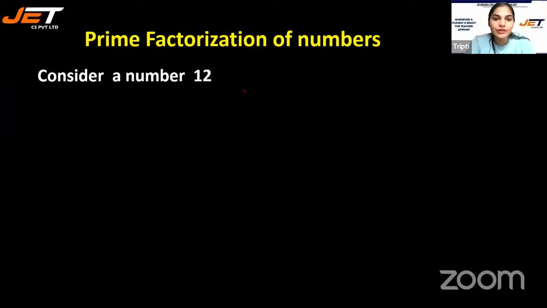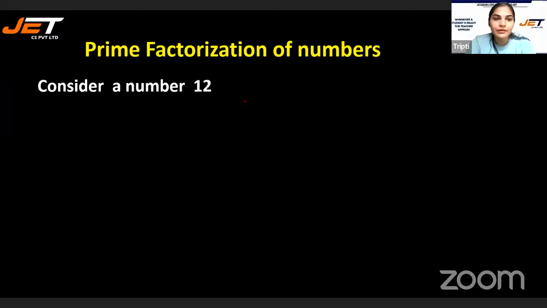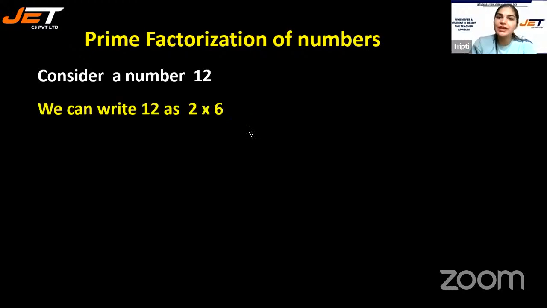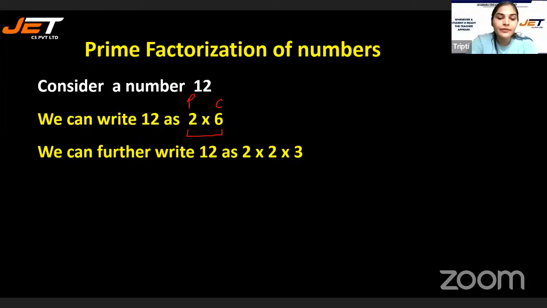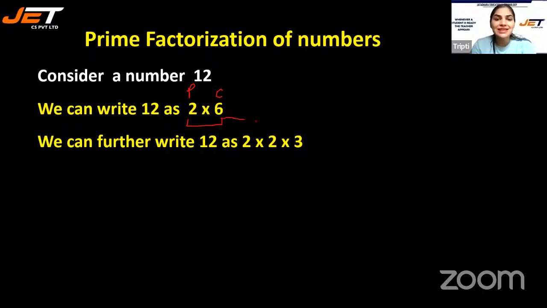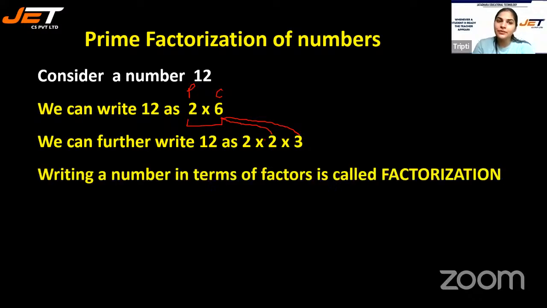Number 12 is what we are doing. Over here, 12 is written as 2 times 6. Okay? 2 times 6. Now, we know that 2 is a prime number, but 6 is a composite number. Right? So what I'm going to do is split this 6. I'm going to write this 6 as 2 times 3.